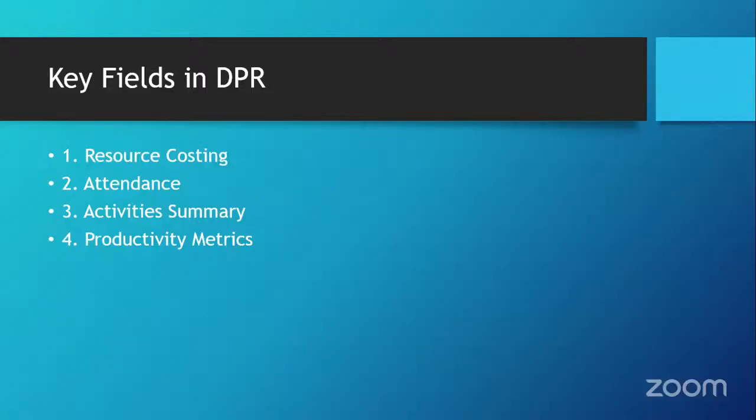The DPR has these fields in it: resource costing, attendance, activity summary, and productivity matrix. Productivity matrix, the term which is used in HR, is the KPIs and KRAs, and through that, the performance appraisals are done. So this is what the daily progress reports are overall meant for, and these are the key fields.